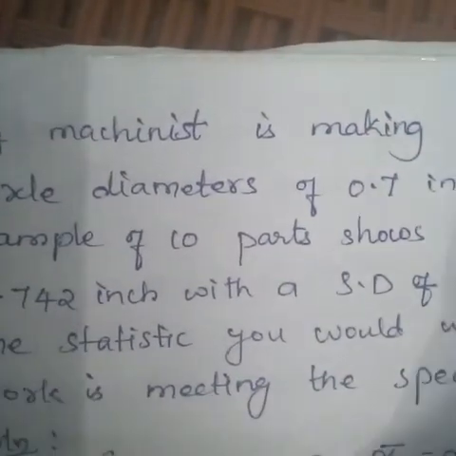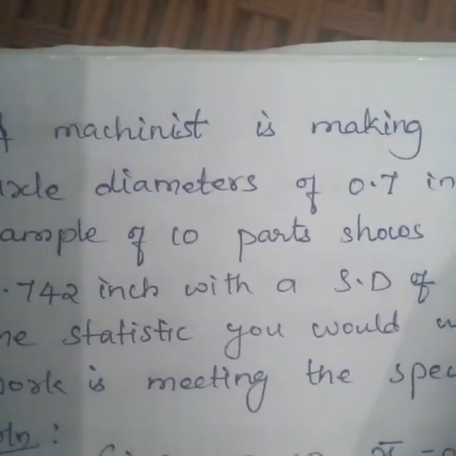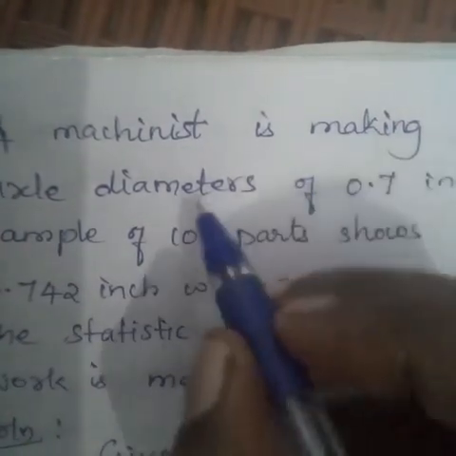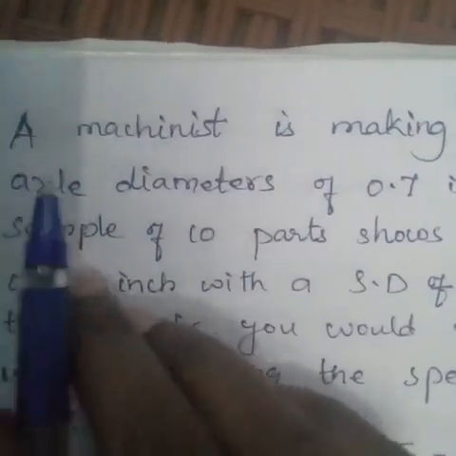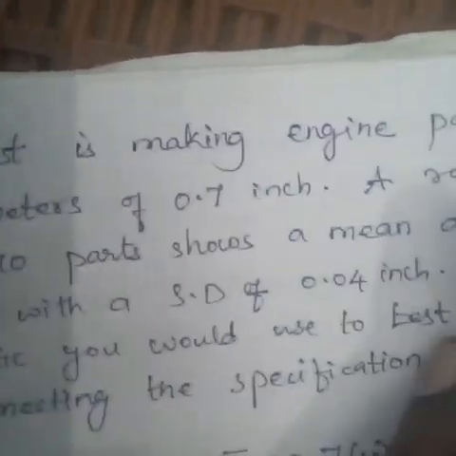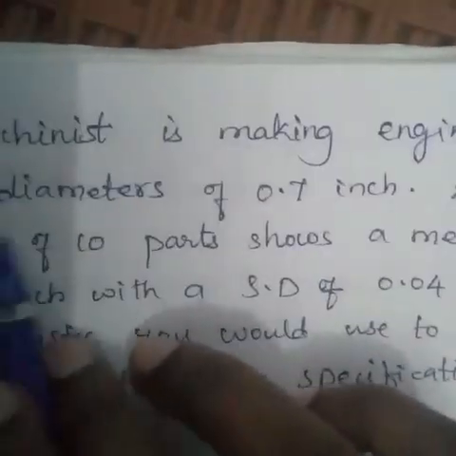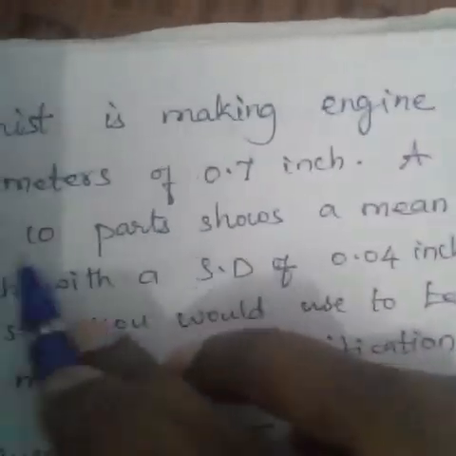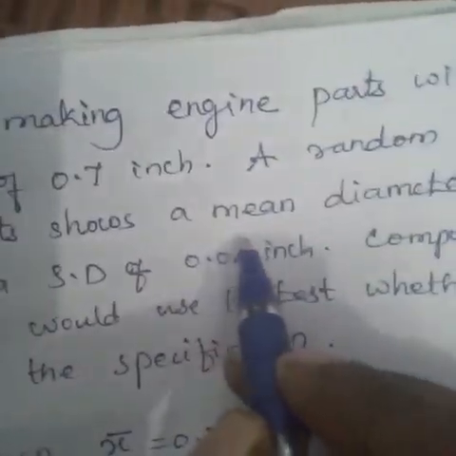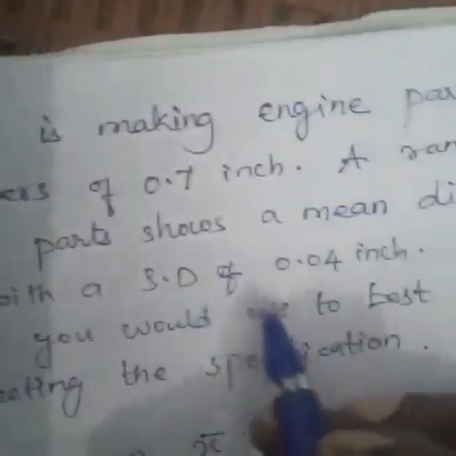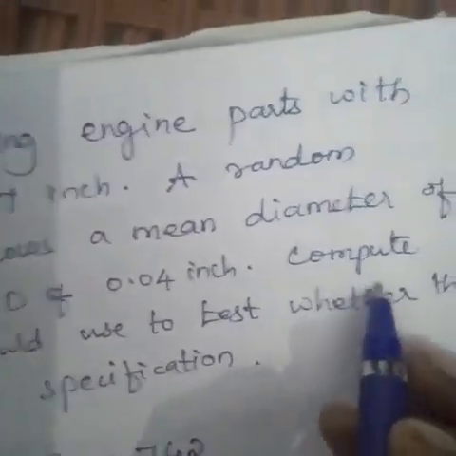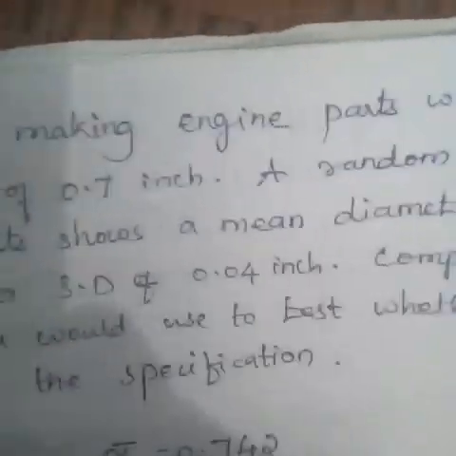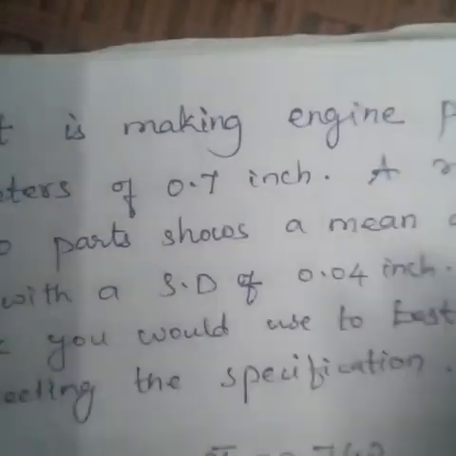Good morning, students. Now we are going to see a problem based on the t-test for a single mean. A machinist is making engine parts with axle diameters of 0.7 inch. A random sample of 10 parts shows a mean diameter of 0.742 inch with a standard deviation of 0.04 inch. Compute the statistic you would use to test whether the work is meeting the specification.